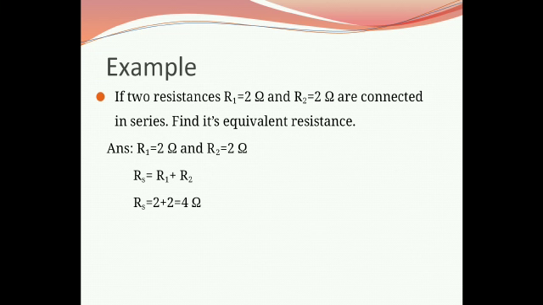Now we solve one example on effective resistance of series combination. If two resistances R1 equal to 2 ohm and R2 equal to 2 ohm are connected in series, then find the equivalent resistance. Here given values are R1 equal to 2 ohm, R2 equal to 2 ohm, and we know the equivalent resistance of series combination is given by Rs equals R1 plus R2, and therefore Rs equals 2 plus 2, total is 4 ohm.